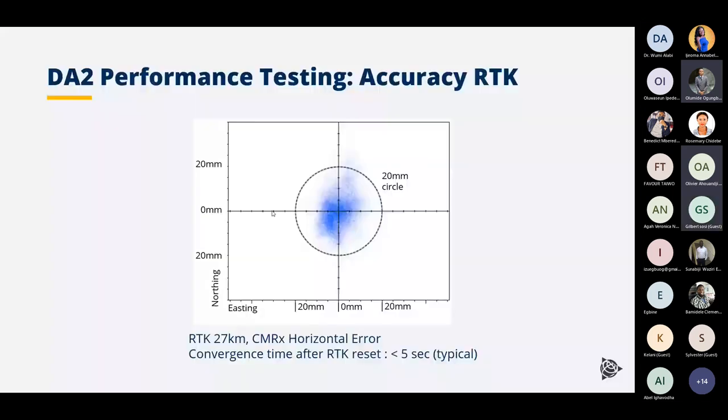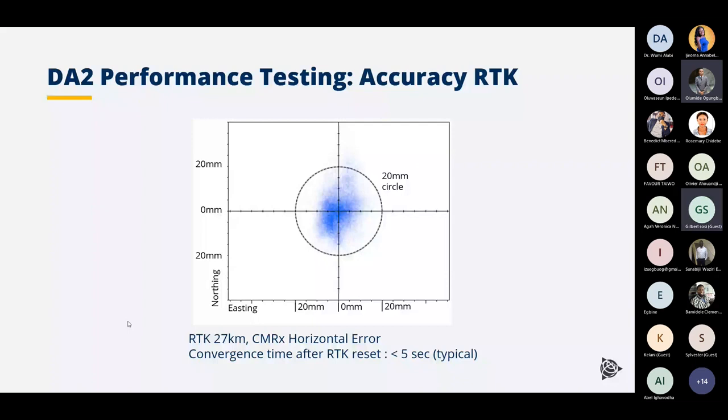This is a slide to show you that we have tested the accuracy of the RTK with the DA2 antenna. And this is just a graph to show you how the results came out. We have tested this in various locations, including Africa, a place like South Sudan. We tested this successfully. We were able to enjoy this kind of initialization and also RTK 27 kilometer CMRX horizontal error, as you can see there in the graph.